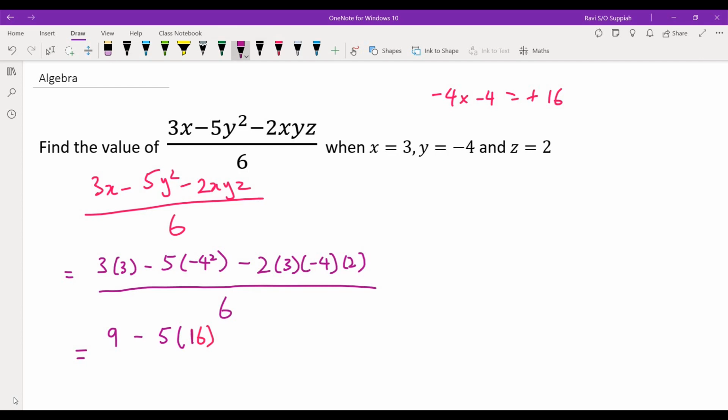Let me rewrite this in the same color here. Next, we have this expression: minus 2 multiplied by 3 multiplied by minus 4 multiplied by 2. To do this, you can do it pair by pair, or you can do it in one shot as well. You have to be careful about the signs.